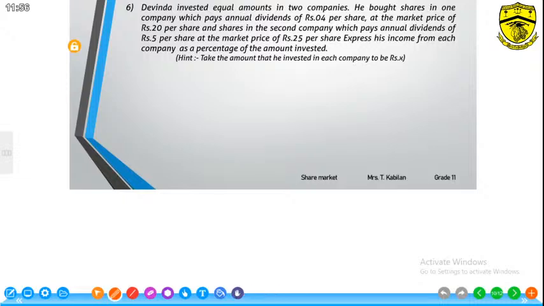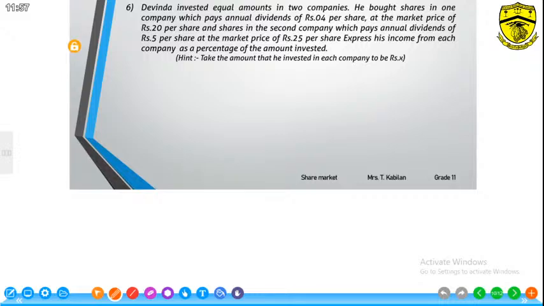Devinda invested equal amounts into two companies. He bought shares in one company which pays annual dividends of 4 rupees per share at the market price of 20 rupees per share, and shares in the second company which pays annual dividends of 5 rupees per share at the market price of 25 rupees per share. The question is: express his income from each company as a percentage of the amount invested. A hint is also given: take the amount that he invested in each company to be rupees X. So first of all we may write the data of this question.